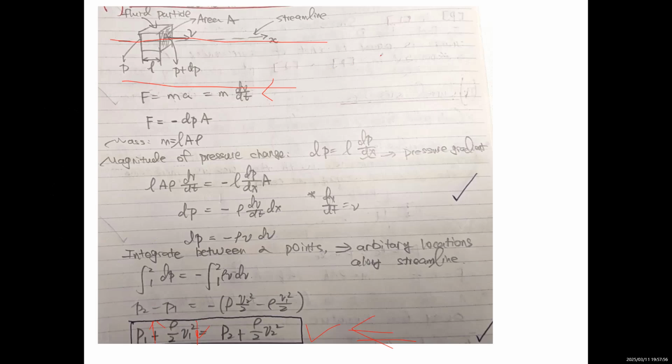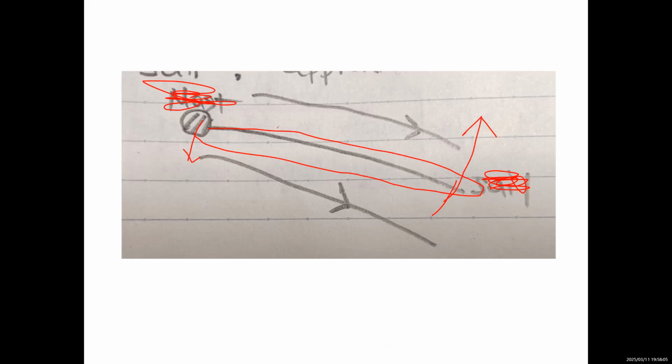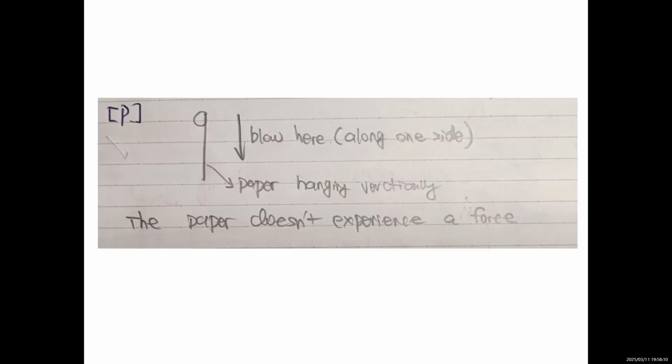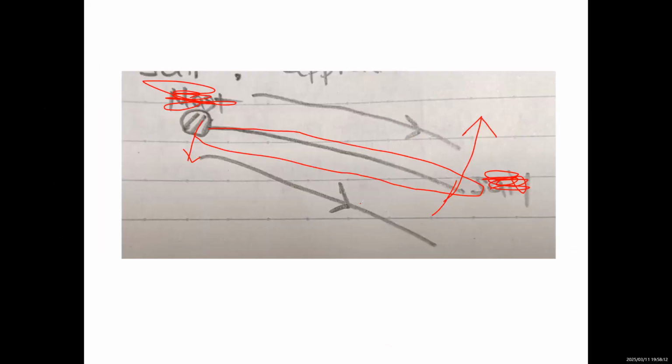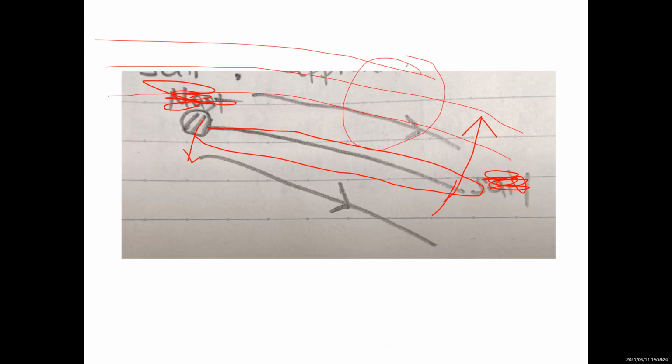So now we can explain the quite non-intuitive phenomenon in the two demonstrations we have mentioned. The first one is blowing over the paper and it rises. The second one is you blow here and the paper does not move. As you blow above the paper, there's a streamline here. Well, you may argue that the air is traveling faster in this region, so its pressure is lower. That is totally wrong.